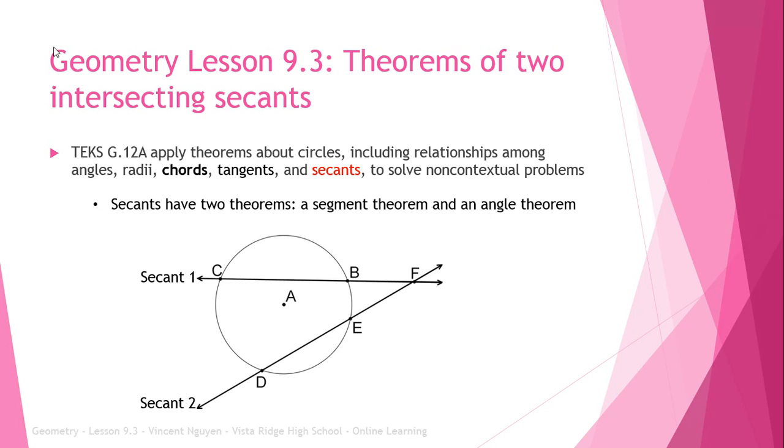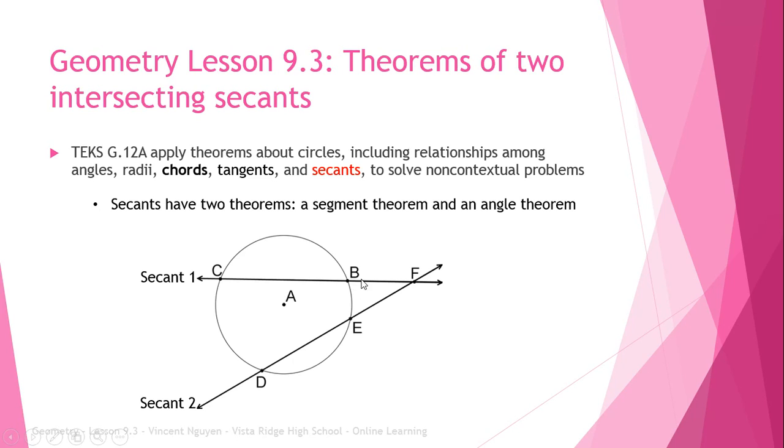So here you have secant CF and secant DF. When they go through the circle, of course, they intersect the circle at 2 points, C and B for secant 1, and then D and E for secant 2. These points are what we're going to be talking about when we talk about their theorems, right?